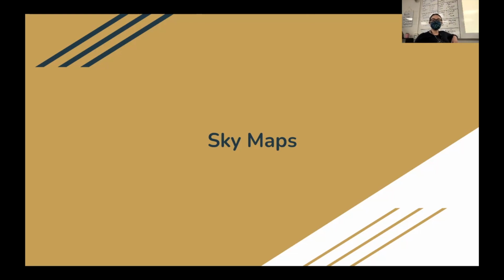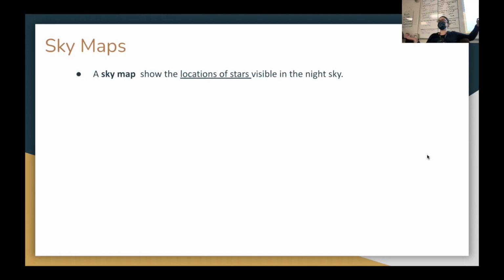Alrighty, folks, let's talk about sky maps. So first off, a sky map, like any other map, shows locations. Specifically, this is showing us the locations of stars that are visible in our night sky.